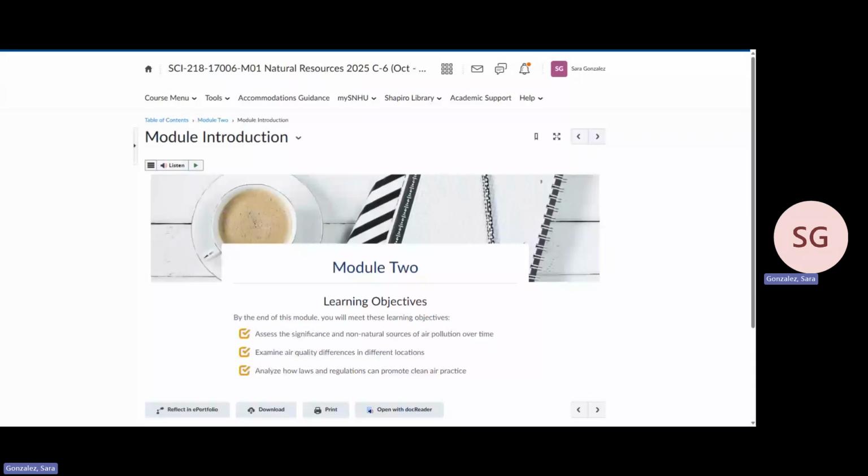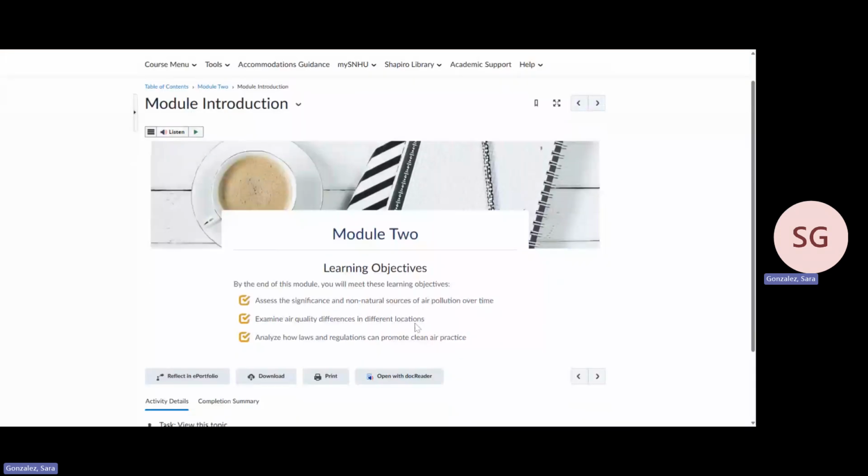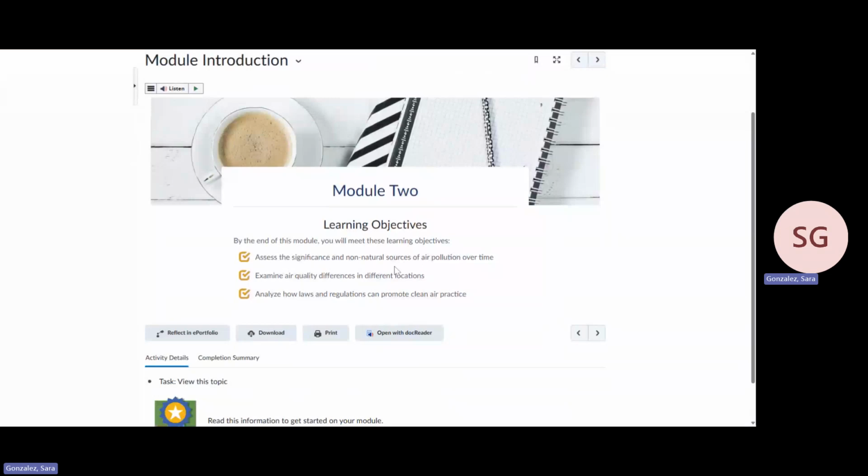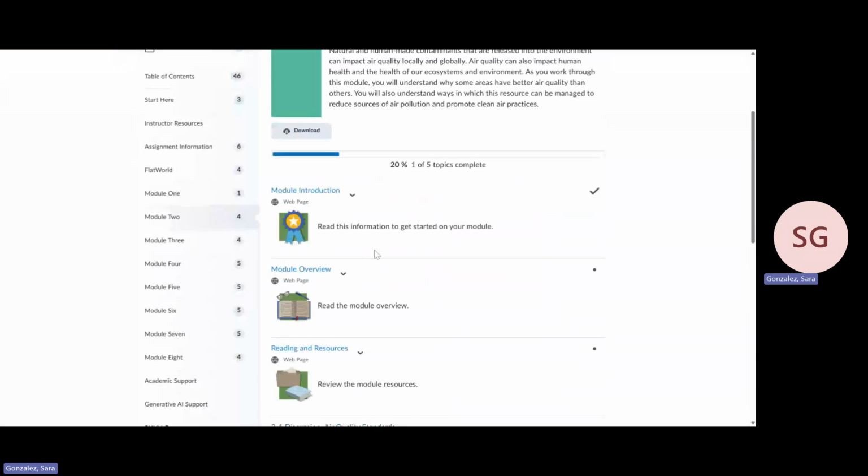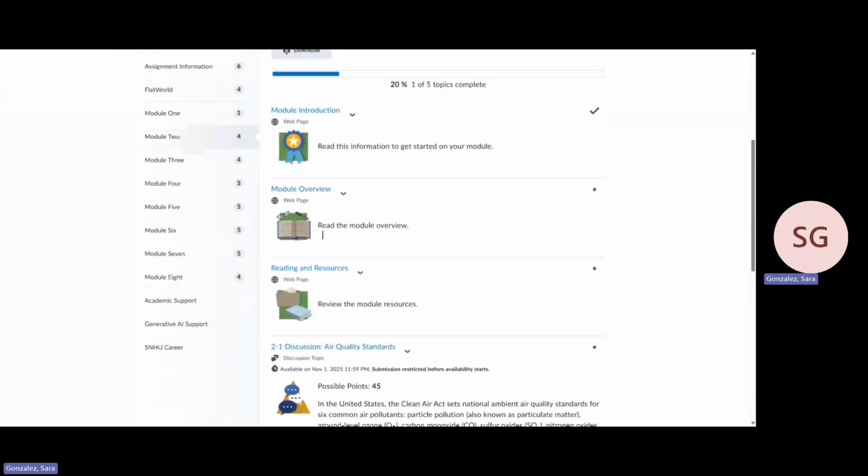Looking at air quality differences, a few of you picked air as the natural resource that you were talking about in your week 1 or module 1 discussion. So my comment was that air pollution knows no boundaries, and that's very, very true because pollution in one area can cause pollution in many others. So again, the overview does the same thing here.